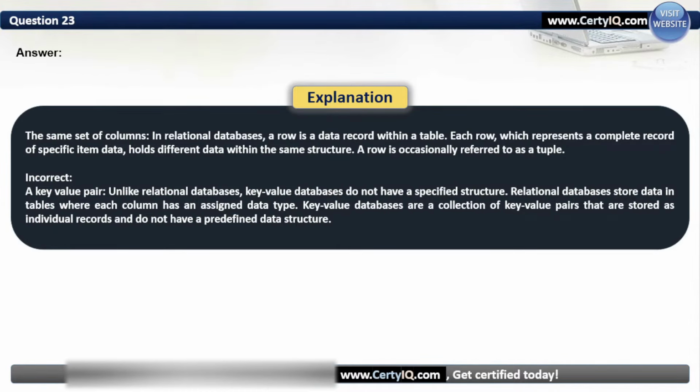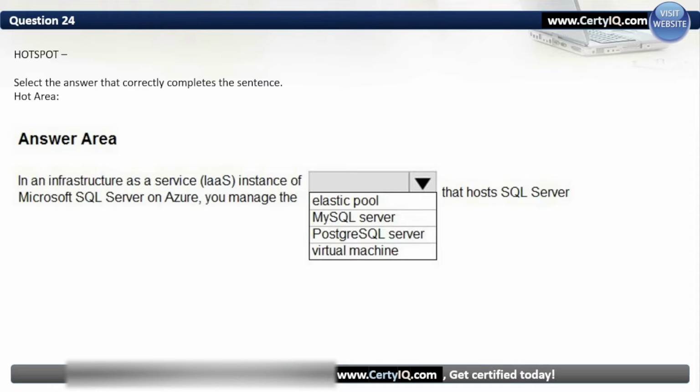In relational databases, a row is a data record within a table. Each row, which represents a complete record of specific item data, holds different data within the same structure. A row is occasionally referred to as a tuple. Question 24, hotspot. Select the answer that correctly completes the sentence. In an infrastructure as a service instance of Microsoft SQL Server on Azure, you manage the dash that hosts SQL Server. The correct option is virtual machine.